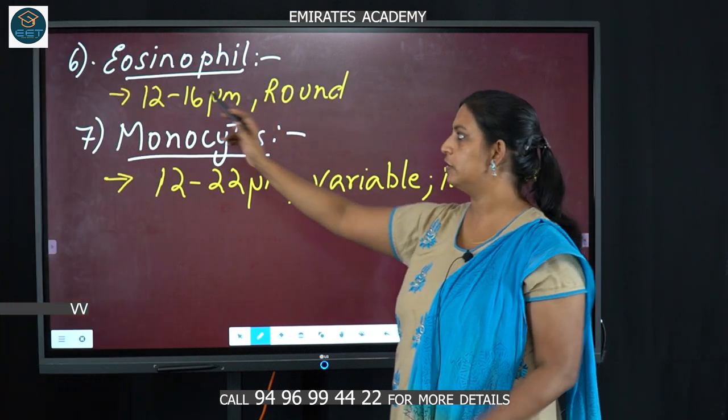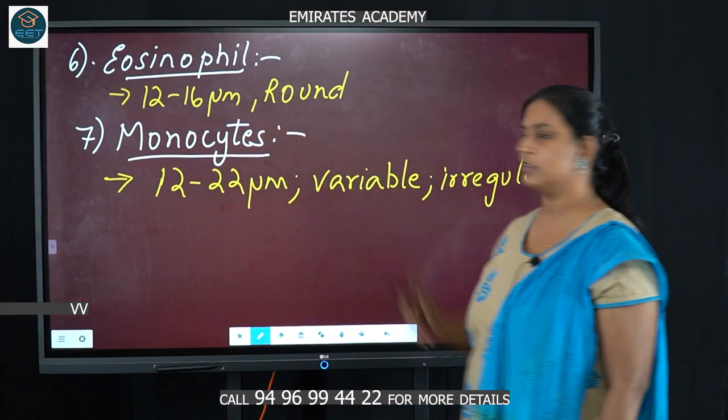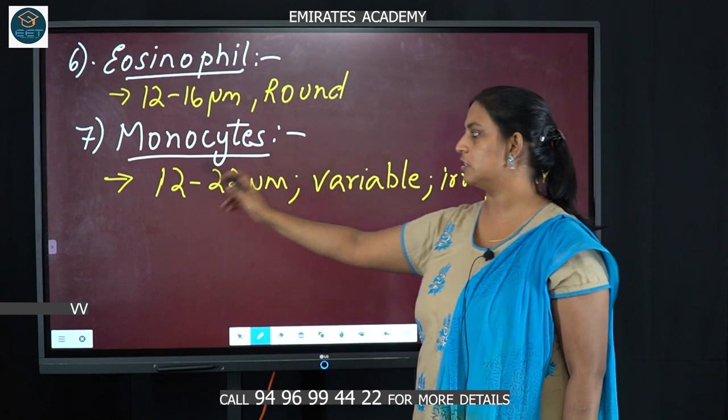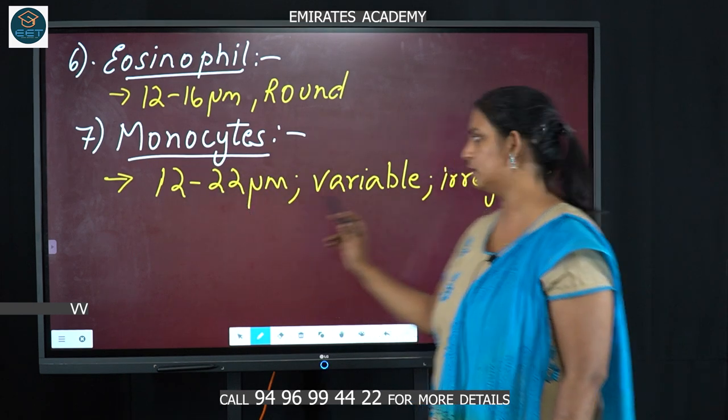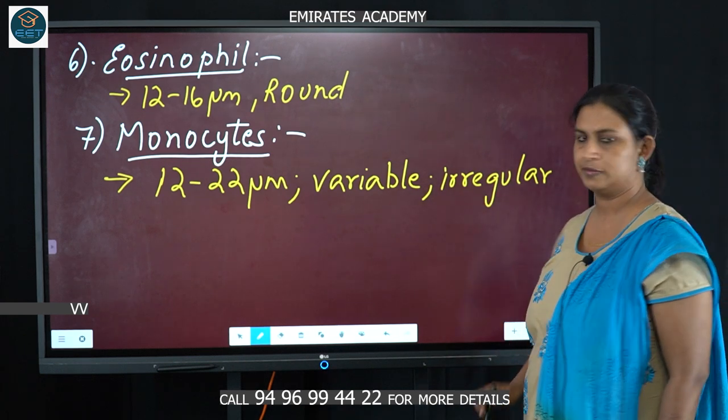Let's look into eosinophil. Eosinophil is of the size between 12 to 16 micrometers, and that is a round cell. Monocytes are between 12 to 22 micrometers, and monocytes can be variable and irregular in shape.